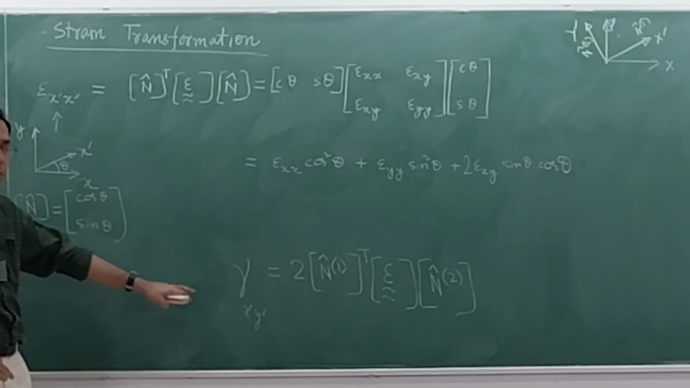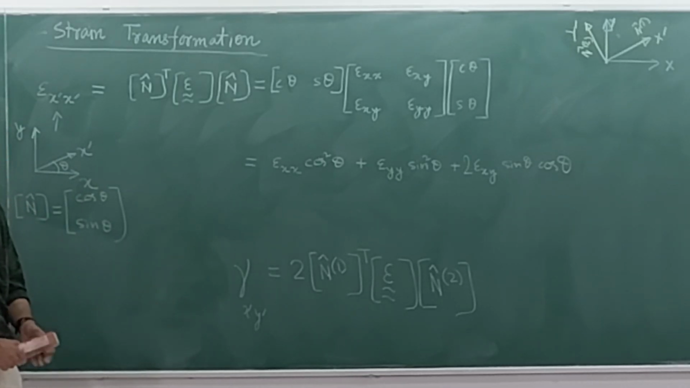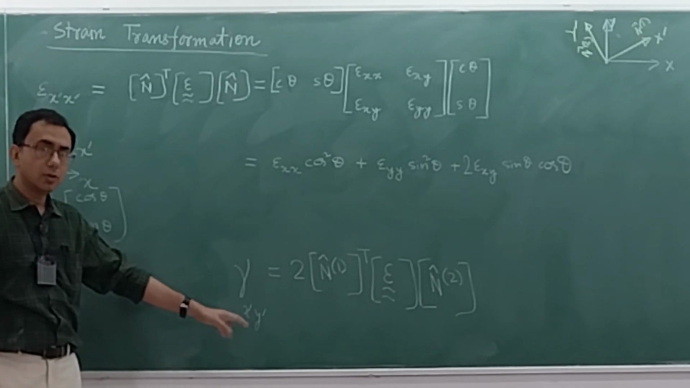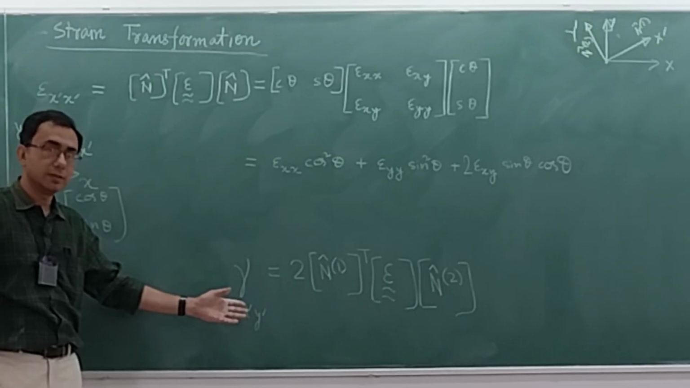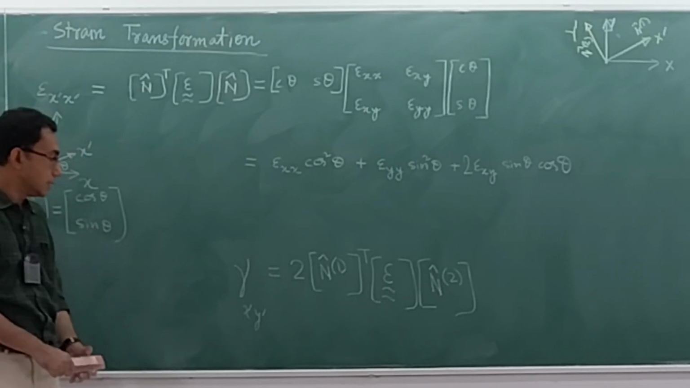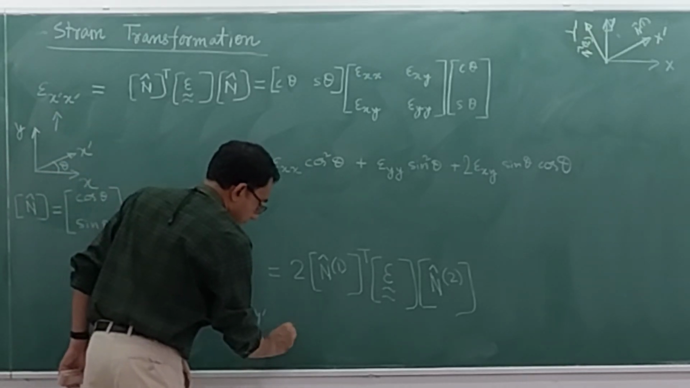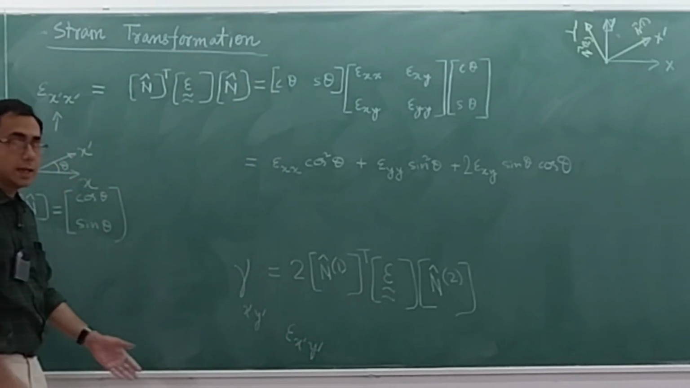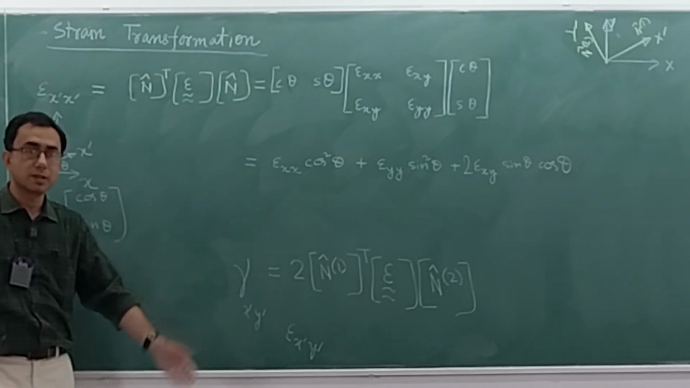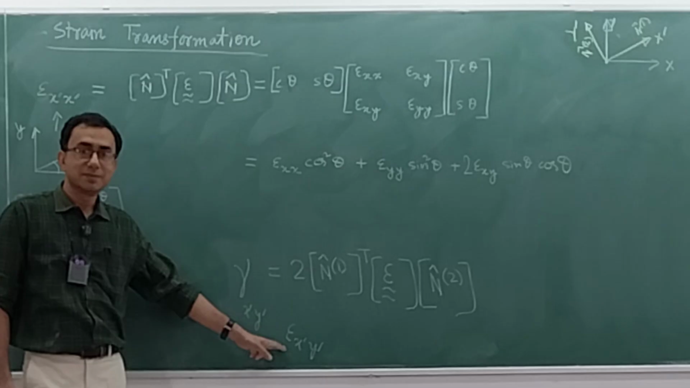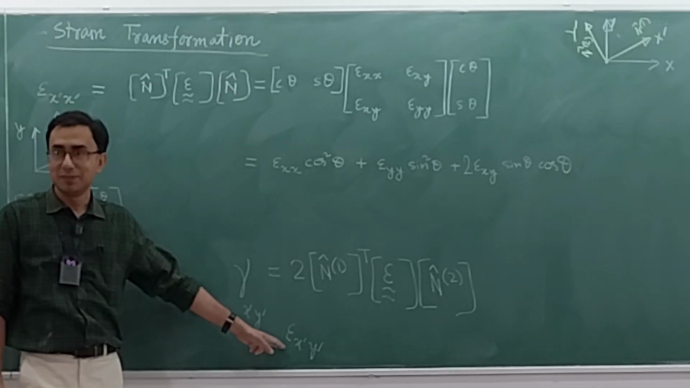This is referred to as the, so everyone please listen very carefully. This is a very, very important point. Gamma x dash y dash or gamma y dash z dash or whatever, this is referred to as the shear strain. And epsilon x dash y dash also is referred to as the shear strain. Don't ask me why.